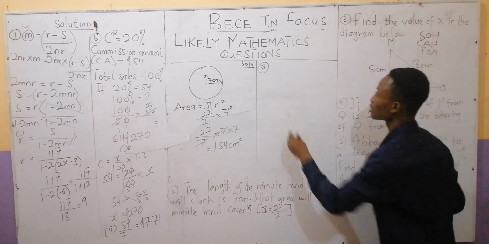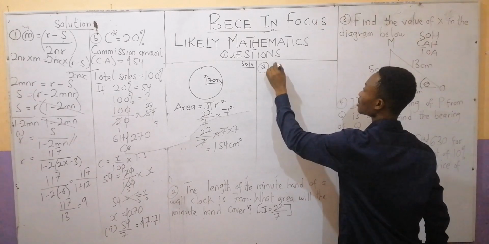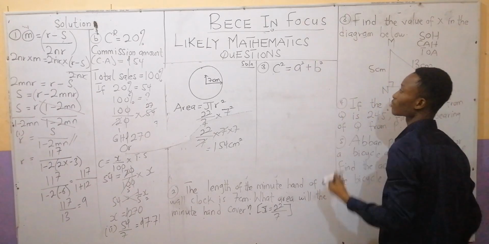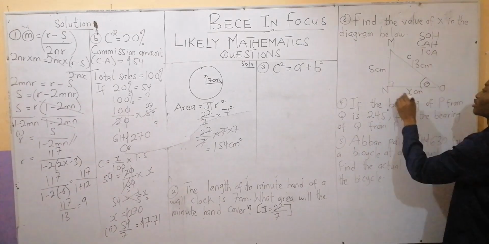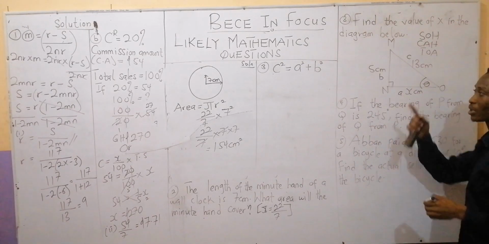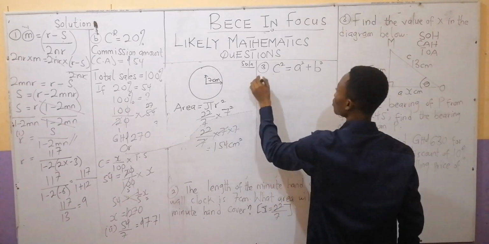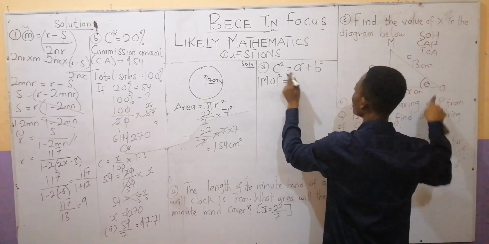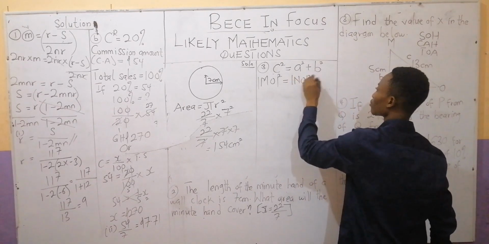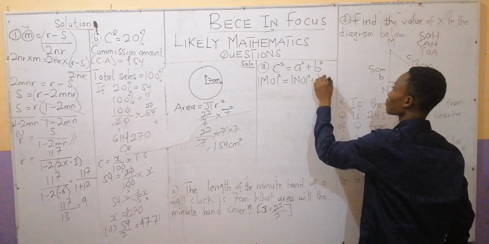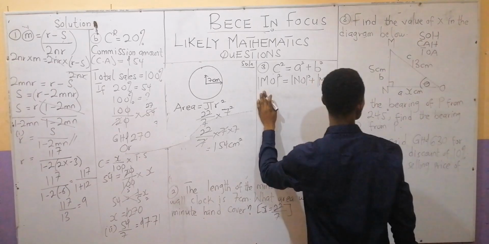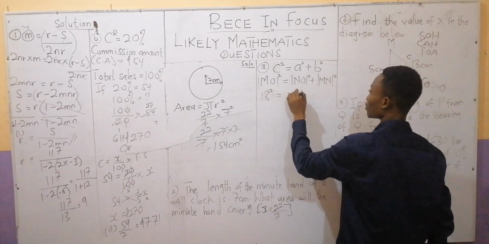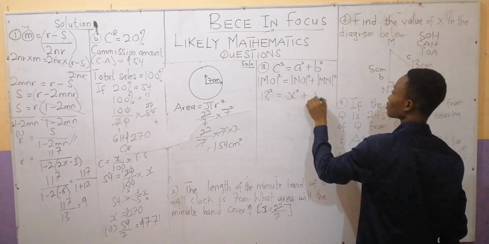Now, Pythagoras theorem states that the square on the longest side is equal to the sum of the squares on the other two sides. So C stands for the longest side, A for this side, and B for this side, with a square on it. So what is C squared? That is MO. So length MO squared is equal to A, that is this side, NO squared, plus B, that is this side, MN squared. So MO is given by 13, so 13 squared. NO is given by x, which we are looking for, x squared. MN is given by 5 squared.